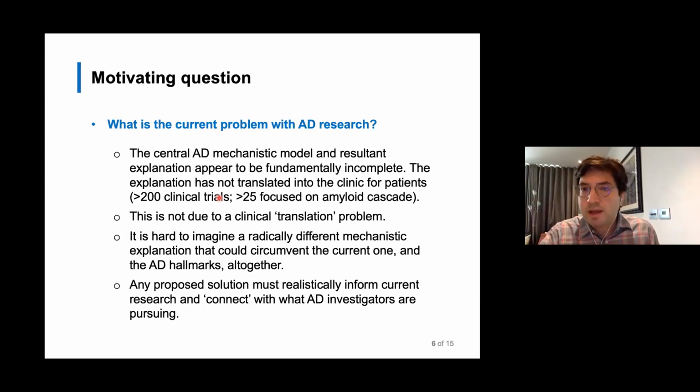If we are to make an impact, and if we are to be pragmatic about what we are offering as a solution, the solution has to engage at some point with what is currently happening in AD research. Otherwise, it would just be abstract. There is nothing wrong with being completely abstract, but if we are to make an impact, the solution has to connect with current practice and then maybe augment it in some way.